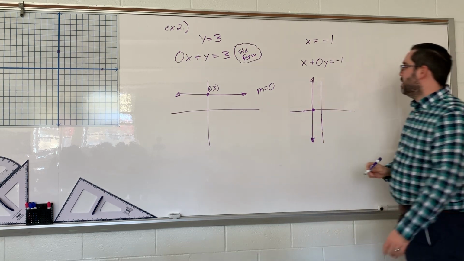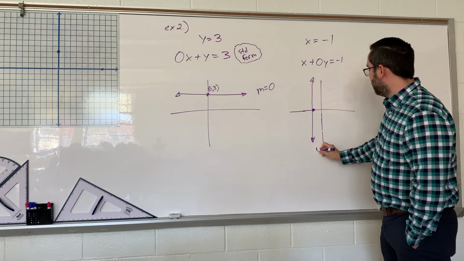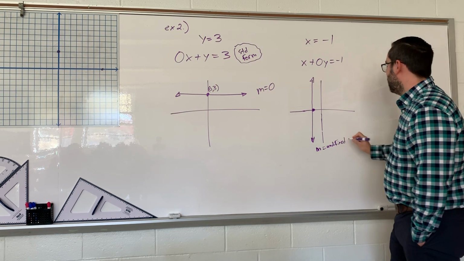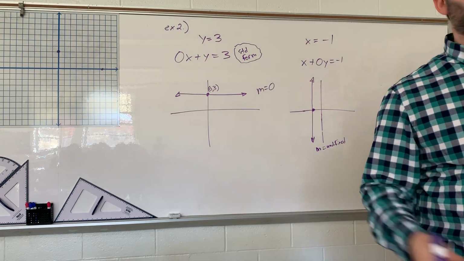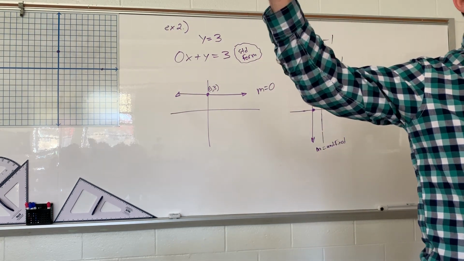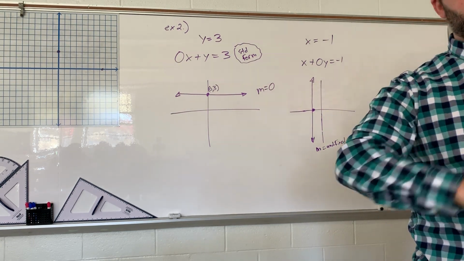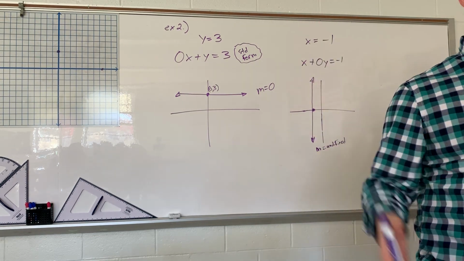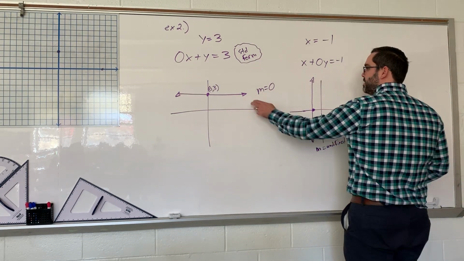So what's my slope for this? Undefined. Vertical lines have undefined slope. Think about what's the slope of a wall? The wall of this room, what's the slope of the wall? There is no slope. It's like running into a brick wall, right? What's the slope of the floor? 0. It's flat. But the slope of the wall is not 0, it's undefined. So this is an undefined slope, and this is a 0 slope.